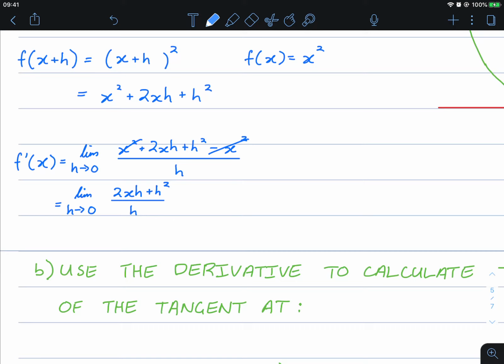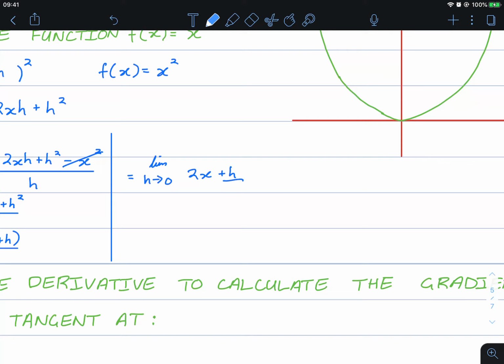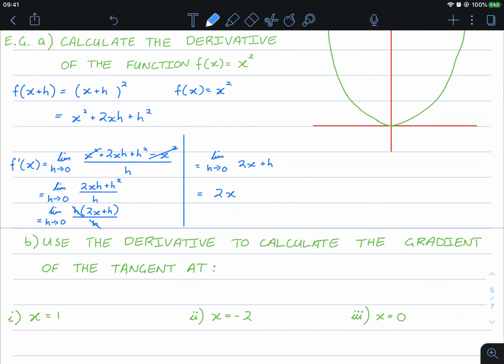Again, before we substitute h equals 0, we need to factorize. So on the top, we can factorize h. So the limit, as h approaches 0, becomes h on the outside, 2x plus h, all over h, cancelling like terms. Continuing here, we get the limit as h approaches 0 of 2x plus h. Well, now if we let h approach 0, this just becomes 0. So what we're left with is 2x. So the derivative of f of x equals x squared, f prime of x, is equal to 2x.